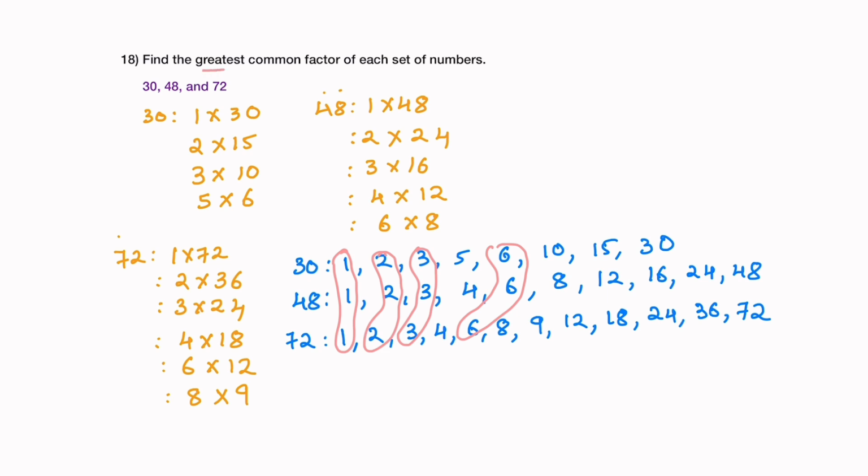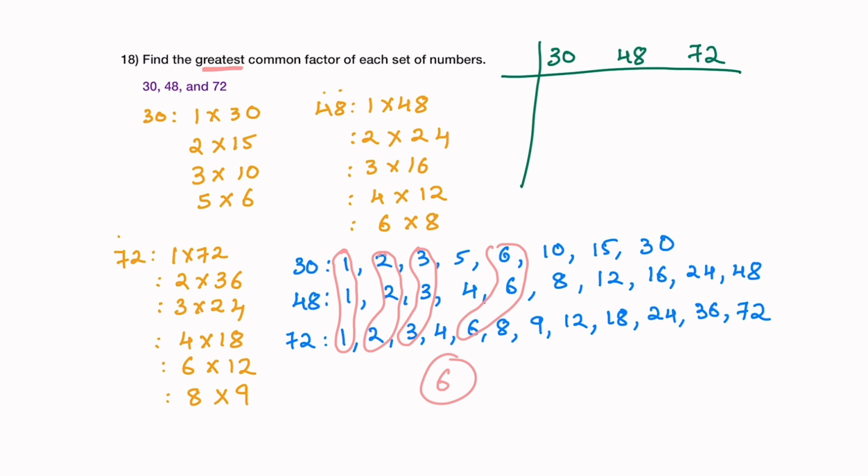Now we need greatest common factor, so that's 6, right? Because 1, 2, 3, and 6, the greatest one is 6. Let's do the next method here. 30, 48, and 72.